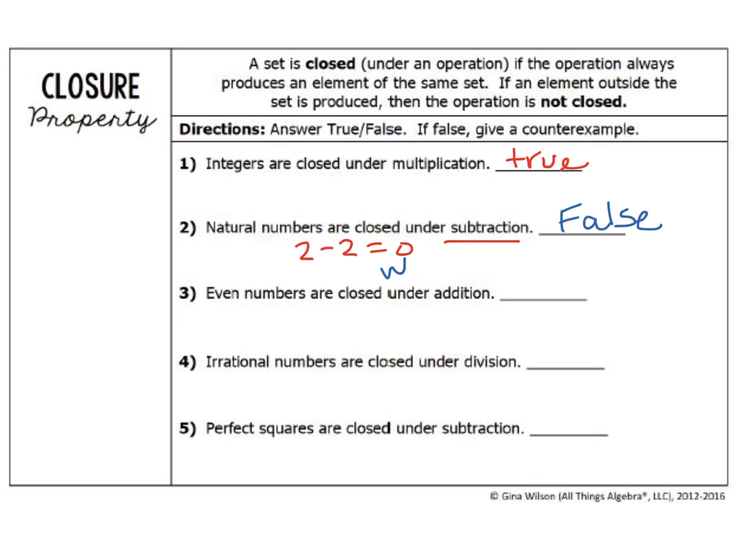Are even numbers closed under addition? So if I add 2 even numbers together, will I always come out with an even number? I think most of us would think that is true, and it is.